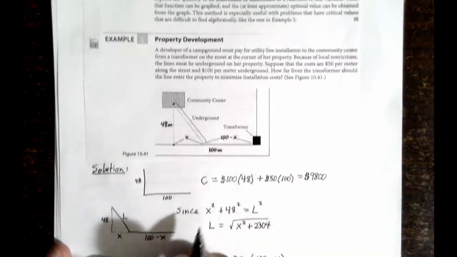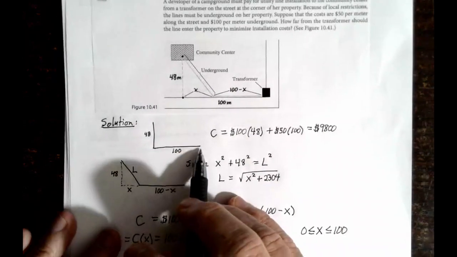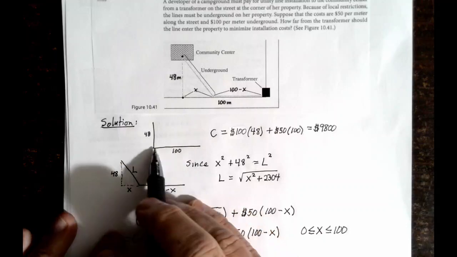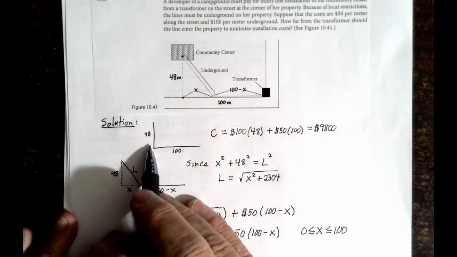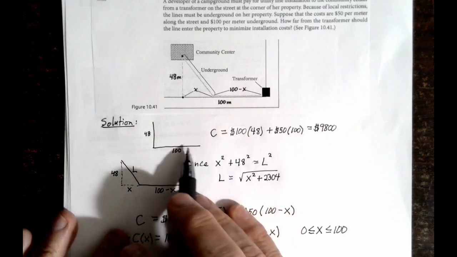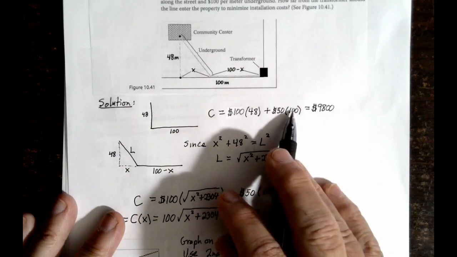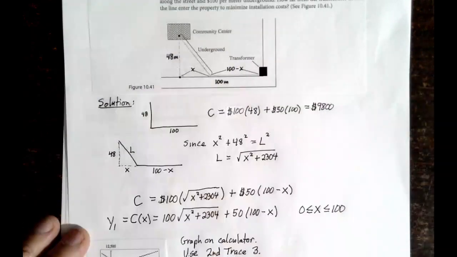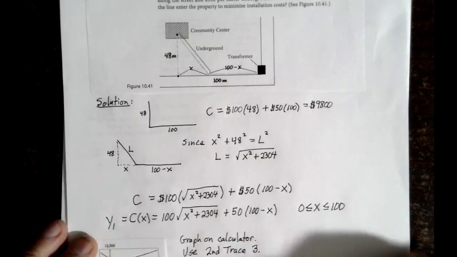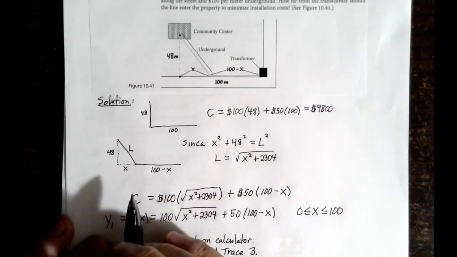It has to be. So now let's say you do go straight across and then straight down. That's going to be 48 meters times $100 for each meter. That's going to be 100 meters at $50 per meter, and that's $9,800. All right. Most likely we can get that number reduced. Let's see how we can do it.